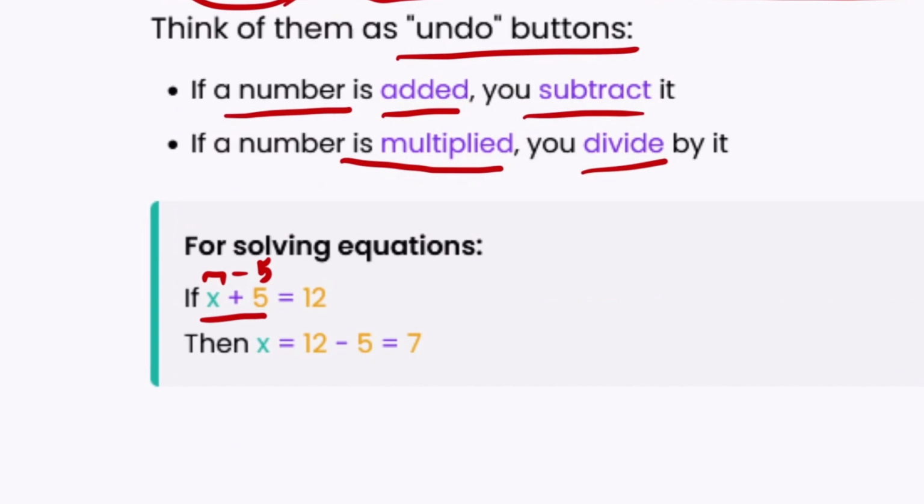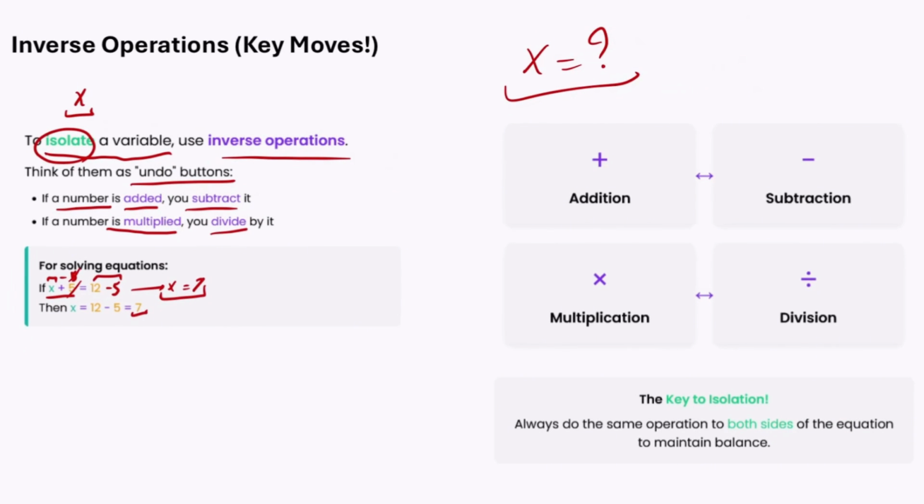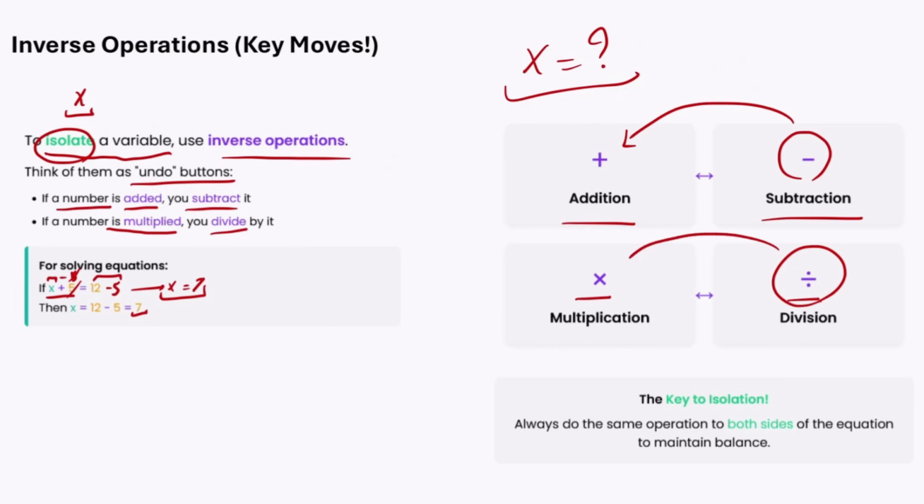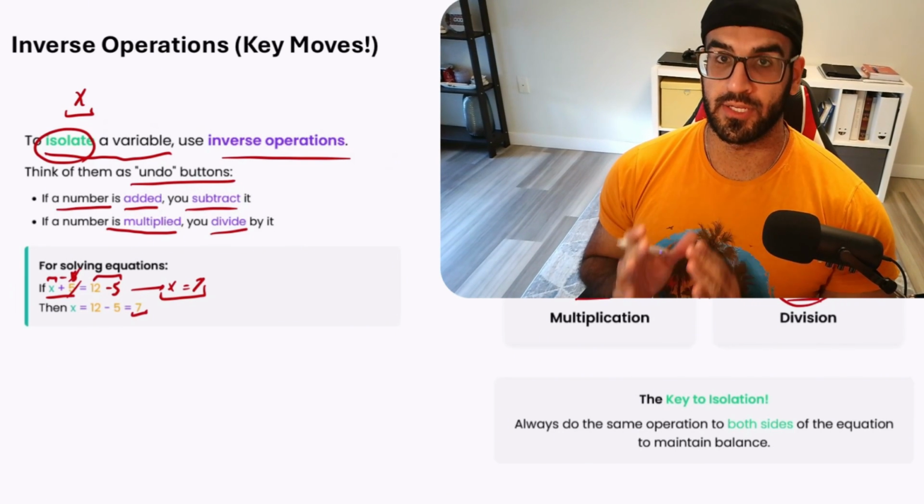So it means 12 subtracted by 5. What would happen at this point? This 5 is going to cancel out this 5, so I have x. And after that, I have 12 subtracted by 5, which is equal to 7. So I know x equals 7. As simple as that. Whenever you see addition, you have to do subtraction. Whenever you see multiplication, you have to do division, and vice versa. Whenever you see subtraction, you have to do addition. Whenever you see division, you have to do multiplication. This way, we are trying to keep our unknown isolated.